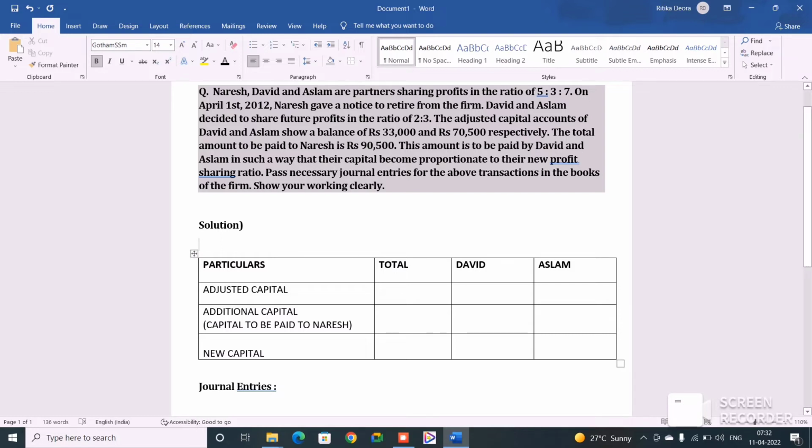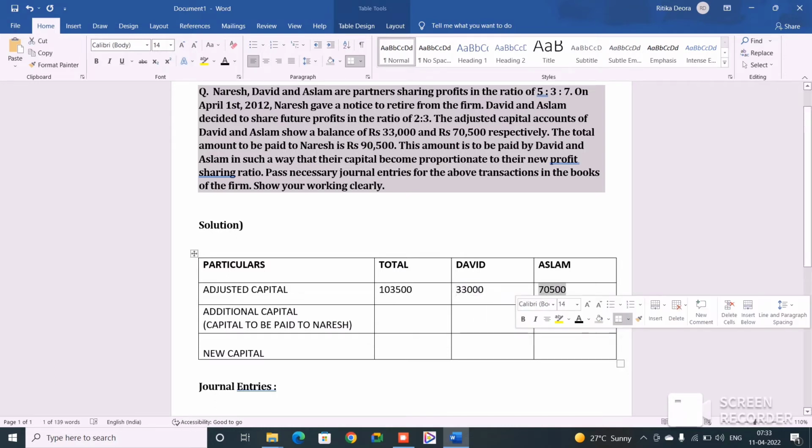So initially in the very first row we will write the adjusted capital, that is the given information. So what is the adjusted capital of David? It is 33,000 and the adjusted capital of Aslam is 70,500. This gives us the total capital of the firm as 1,03,500. We will simply add both these amounts.